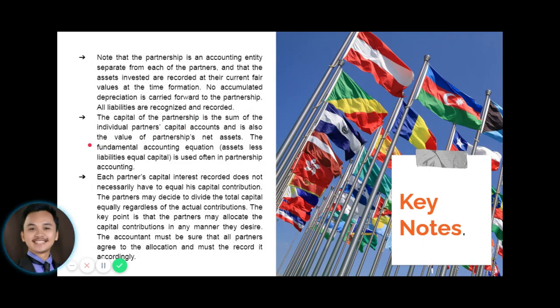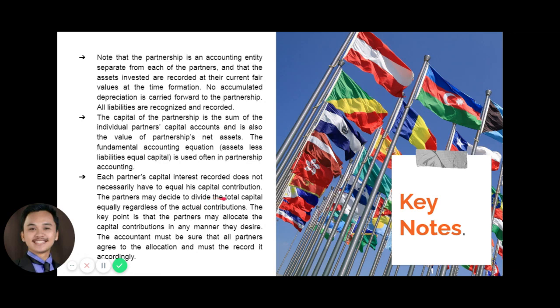The capital of the partnership is the sum of the individual partners' capital accounts and also the value of partnership's net assets. The fundamental accounting equation, assets less liabilities equal capital, is used often in partnership accounting. So that's true. Assets minus liabilities is equal to your capital. And lastly, each partner's capital interest recorded does not necessarily have to equal his capital contribution. It's the issue on goodwill and bonus method.